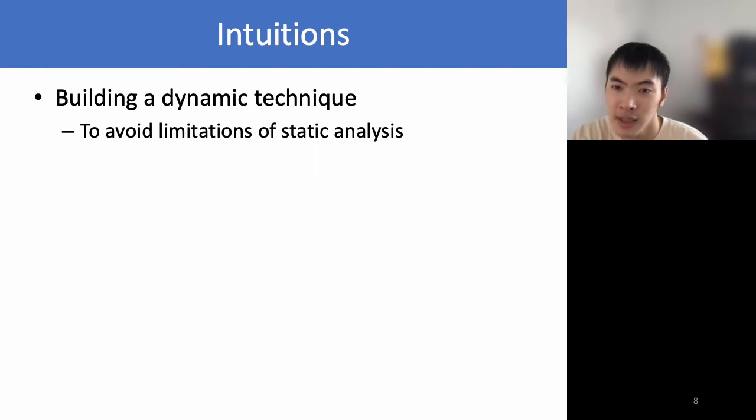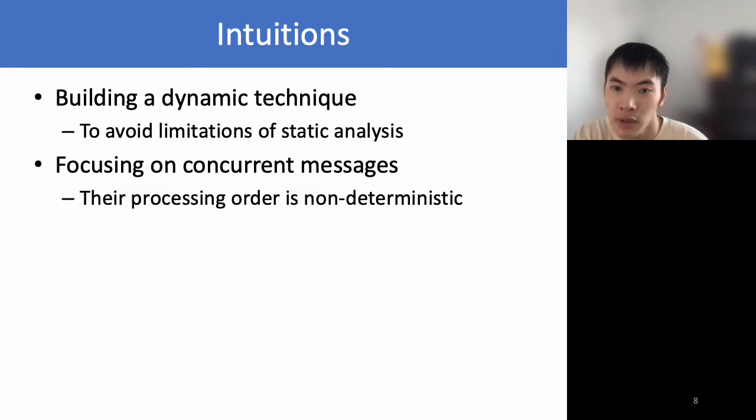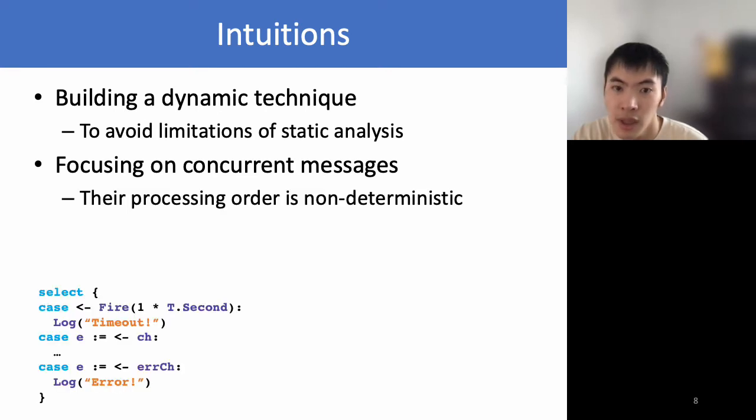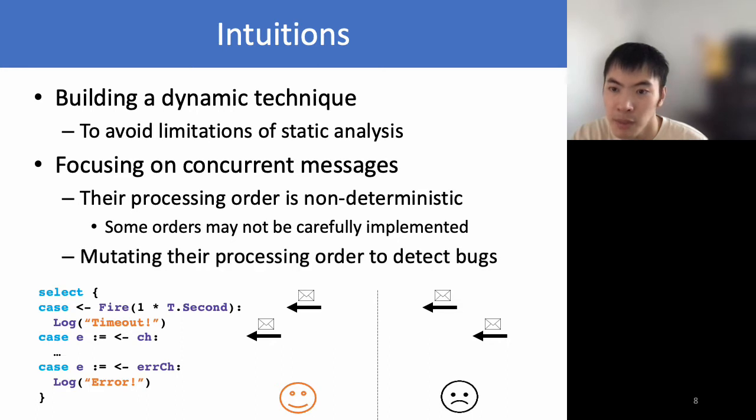We propose to build a dynamic technique to detect channel-related bugs in Go programs to avoid the fundamental limitation of static analysis. We focus on concurrent messages that are unique to the Go language. Since the processing order of concurrent messages is non-deterministic, programmers must guarantee a Go program works well under all possible processing orders. However, due to the huge number of possible orders, programmers may miss some orders and bring in channel-related bugs. Therefore, we decide to mutate the processing orders of concurrent messages in order to detect channel-related bugs.